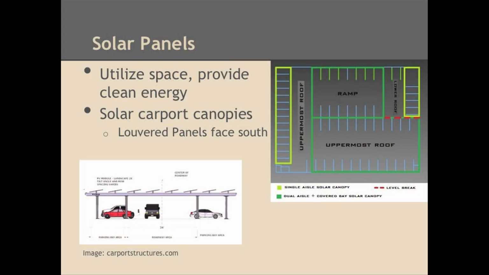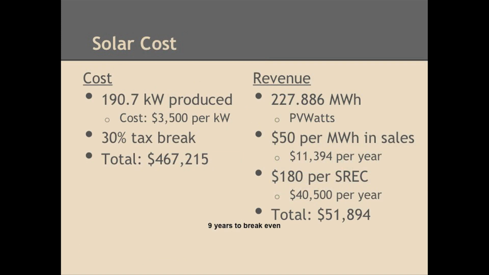On the right, you can see an image of our floor plan on the roof. The green and yellow boxes represent the solar carports, which cover the majority of the roof. We did this in order to maximize the amount of solar energy that can be produced. In order to determine whether or not our solar project was actually feasible, we had to calculate both the cost and the revenue of the project.